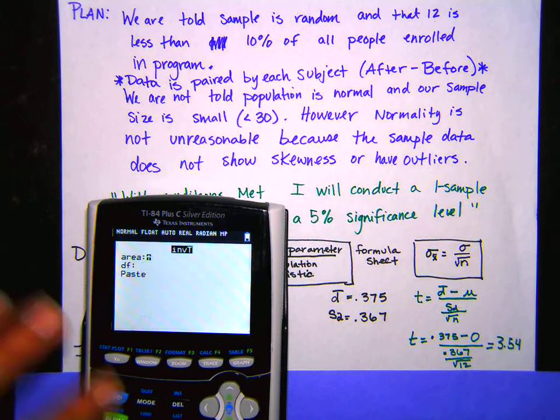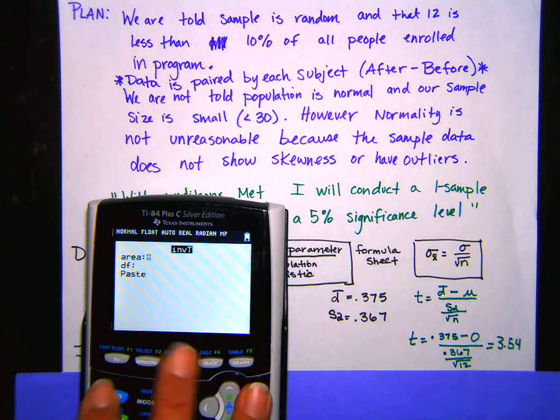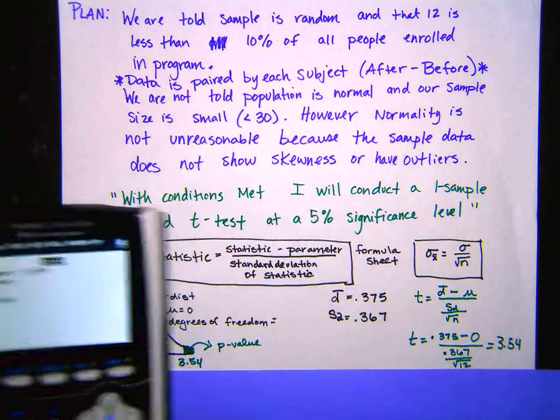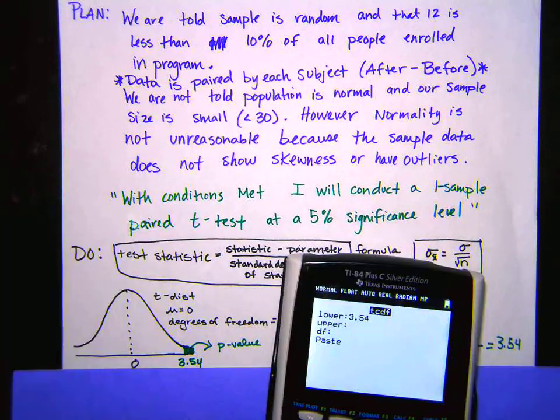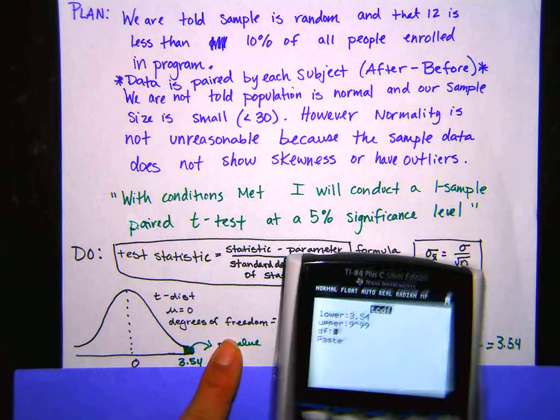TCDF. We have our test statistic. Our lower bound is going to be our test statistic. Look at how you shaded, 3.54. The upper bound is infinity. Our degrees of freedom, well, we haven't written that down yet, and make sure you do write that on your paper. 12 minus 1, which is 11.